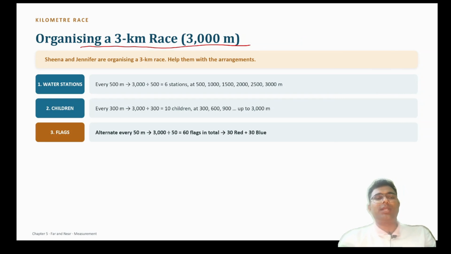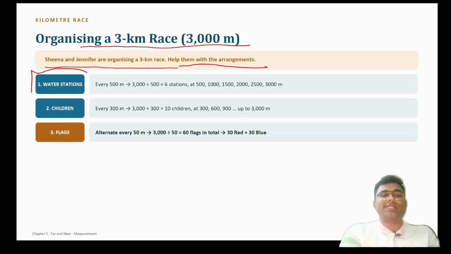Organizing a 3-kilometer race. Sheena and Jennifer are organizing a 3-kilometer race. Help them with the arrangement. They want to make some arrangements for the athletes who are running there. For example, a water station. If the athletes are running, obviously they will need water on the way.